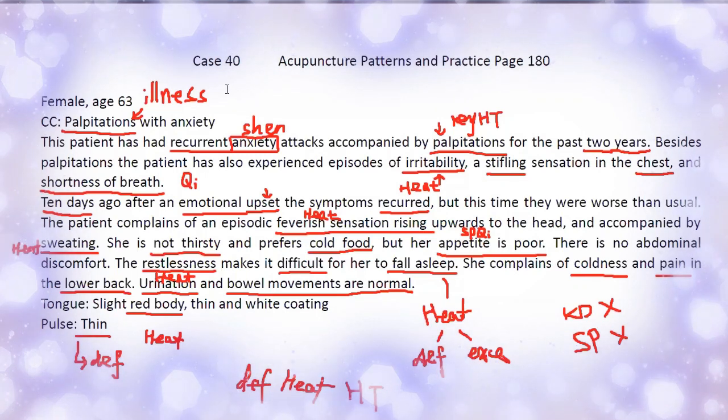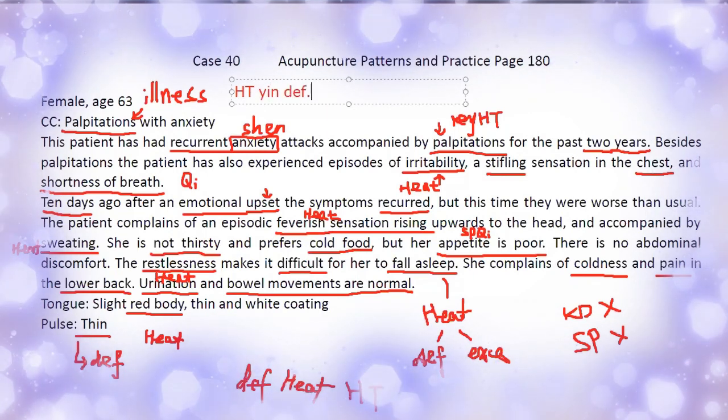Finally, we get heart deficiency heat. So that's the main pattern. Truly, we have some signs of spleen qi deficiency and some emotion issues. But the main issue causing the chief complaint, or maybe causing the illness, is the heart deficiency pattern here. Do you agree?